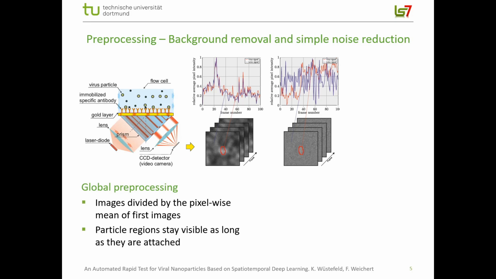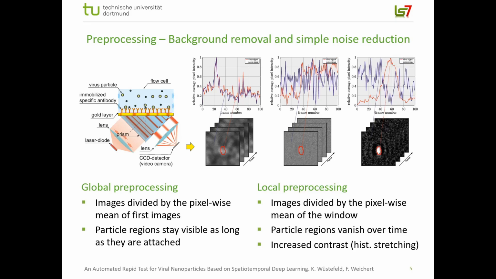While this is a problem for the spatial detection in the globally preprocessed image stream, we can solve this with a local preprocessing, which utilizes a sliding window method to make attaching particles disappear again as they become part of the local background over time. Because we use the locally preprocessed images for proposing spatial candidates, we also apply a dynamic contrast enhancement in order to receive a high recall in the spatial prediction network.